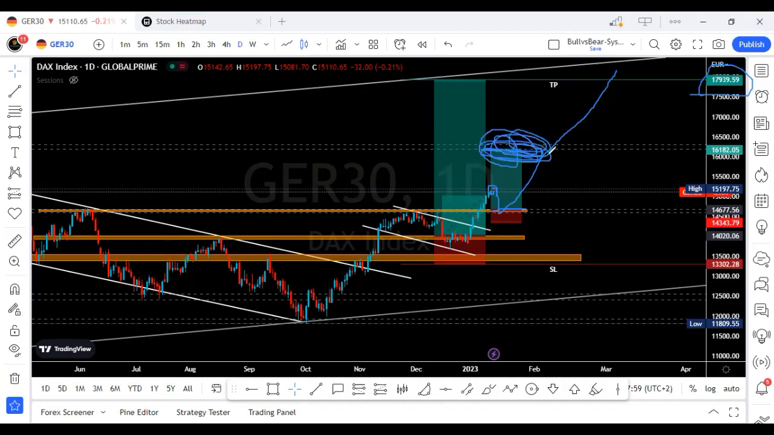Some of my trades here. I'm going to go to 1601.05 as a trader.